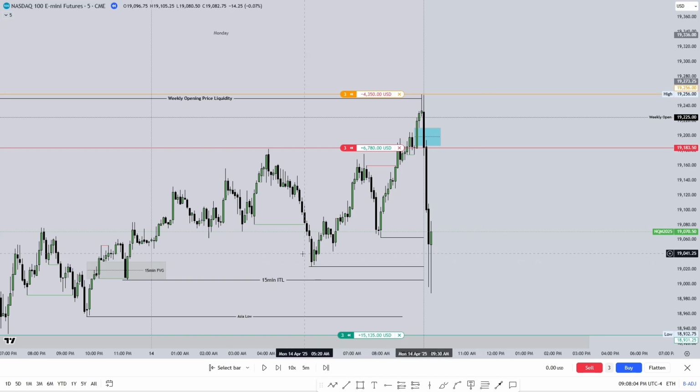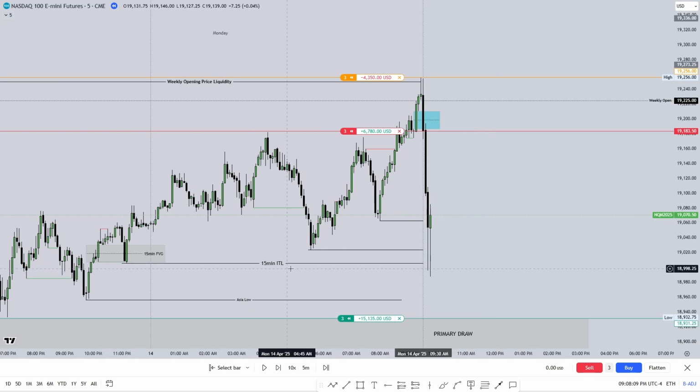Okay. And so look at the reaction off of these lows right here, more specifically the 15-minute intermediate term low. It goes right to it and has huge rejection. So that's why these intermediate term lows and highs are so important, because you're going to see that a lot of the times. You're going to have a really good reaction off of there. And you can use those levels, especially combined with SMT, as an area where you can enter trades if it aligns with your bias.